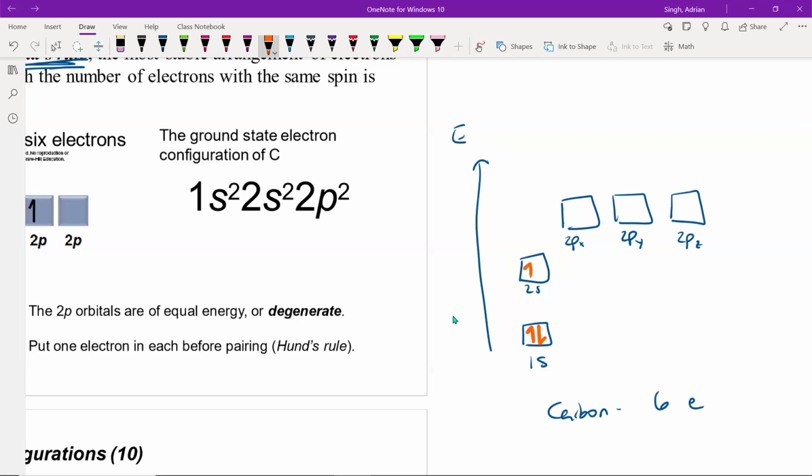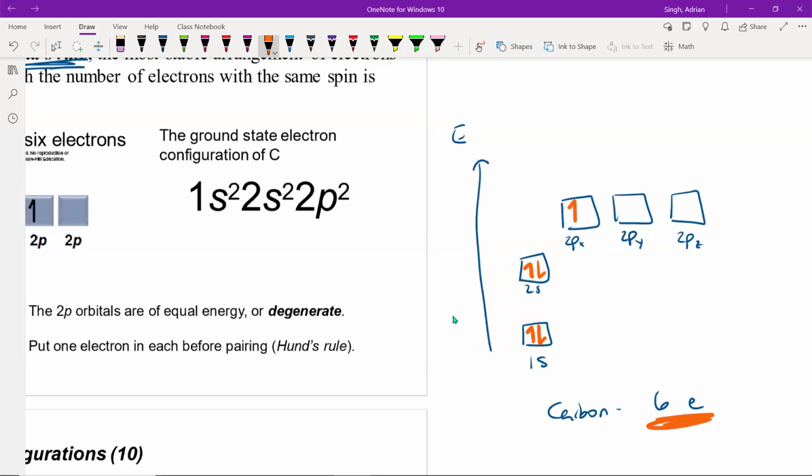By convention, you put that one pointing up. The fourth one has to come in here to fill this one first. So we fill the 2s with 2 electrons. Those are 4 electrons. The fifth electron goes into one of the 2p orbitals. That's 5. We have a total of 6. Where is that 6th electron going to go?